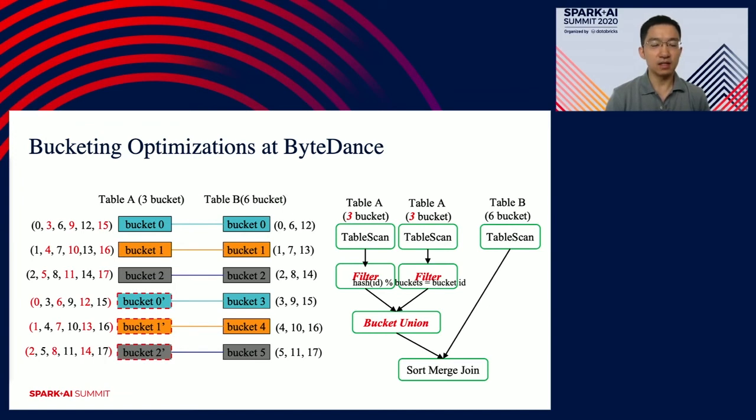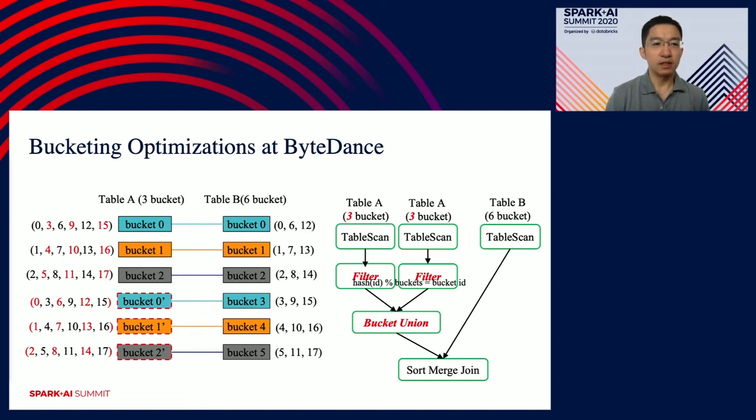Let's take bucket 0 as an example. There are 6 records: 0, 3, 6, 9, 12, and 15 for bucket 0. But what we need is 0, 6, and 12. So we hash the ID and then mod with 6.